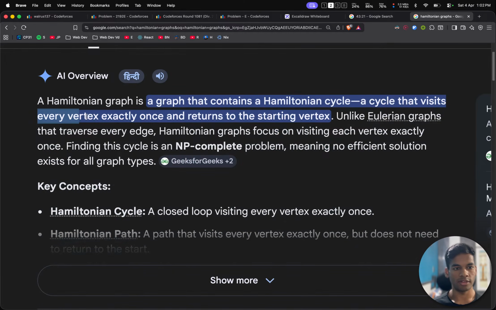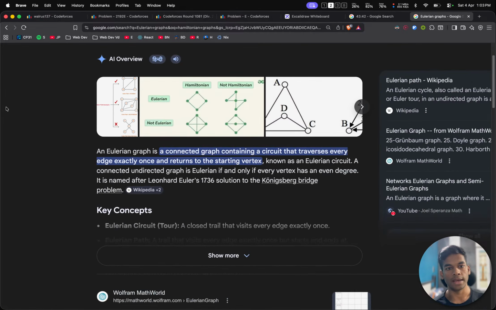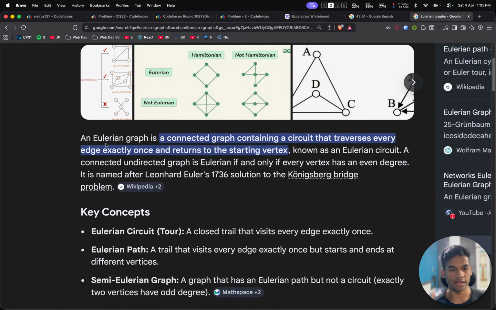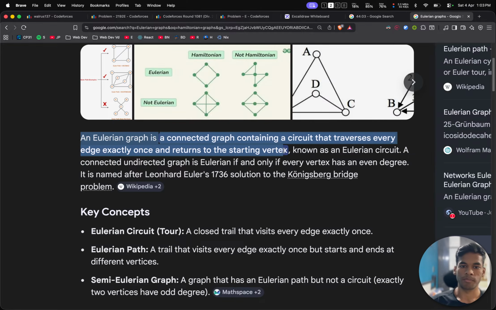A cycle that visits every vertex exactly once and returns to the starting point. Okay, a Hamiltonian graph is a graph where you can start from a specific node, visit all the nodes, and then get back to the node from where you started. Unlike an Eulerian graph. I think that is the pronunciation, we will call it Eulerian. An Eulerian graph is a connected graph containing a circuit that traverses every edge exactly once and returns to the starting point.